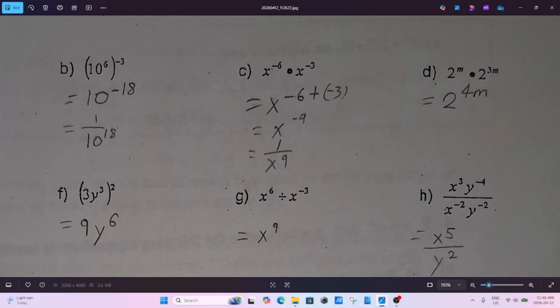Question 1c. x to the negative 6 times x to the negative 3. So that's just x to the negative 6 plus negative 3, which is equal to x to the negative 9. And that's 1 over x to the 9. Question D. 2 to the m times 2 to the 3m equals 2 to the 4m. Right, so m plus 3m is 4m, so you get 4m in the exponent there.